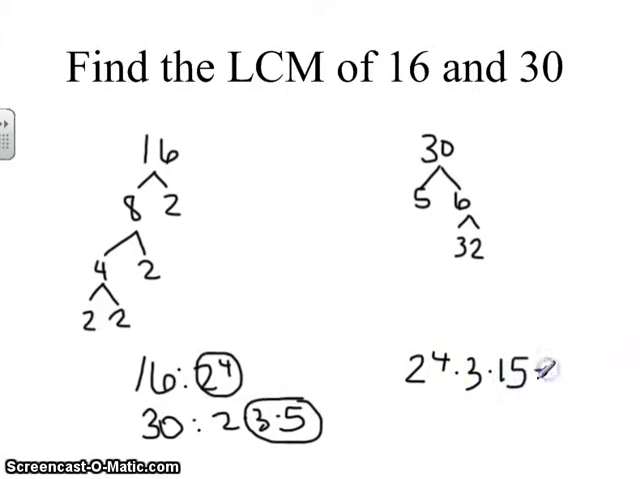Then I'm going to multiply. Before I multiply, I have to erase my mistake. This is not 15. This should just be 5. 3 times 5. So basically what I'm doing is I'm taking 16 times 15, and that should be 240. So the LCM of 16 and 30 is 240.